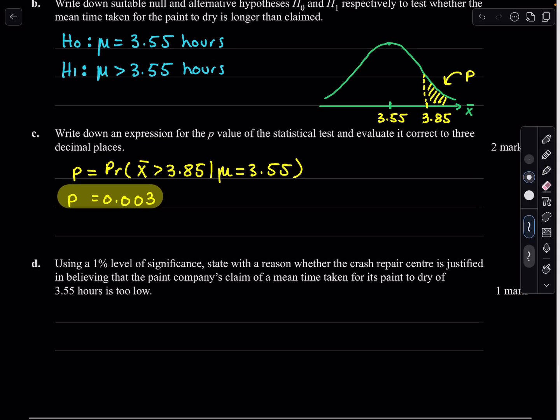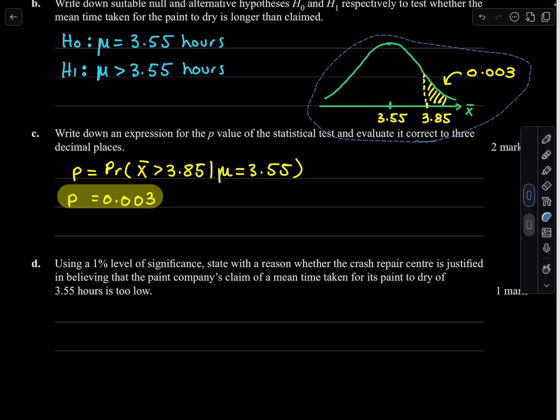So this p-value over here, this probability, is actually 0.003. Using a 1% level of significance, state with reason whether the crash repair center is justified in believing that the paint company's claim of a mean time taken for the paint to dry is actually too low. Now, because we got the p-value, we can understand what's happening here.